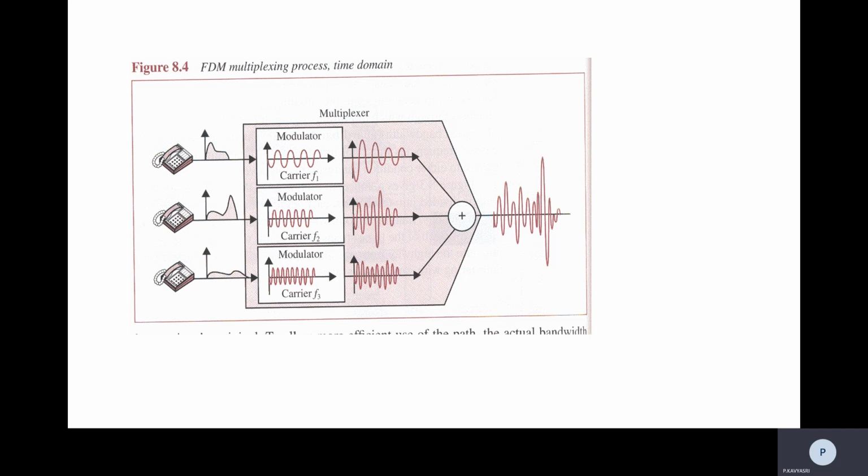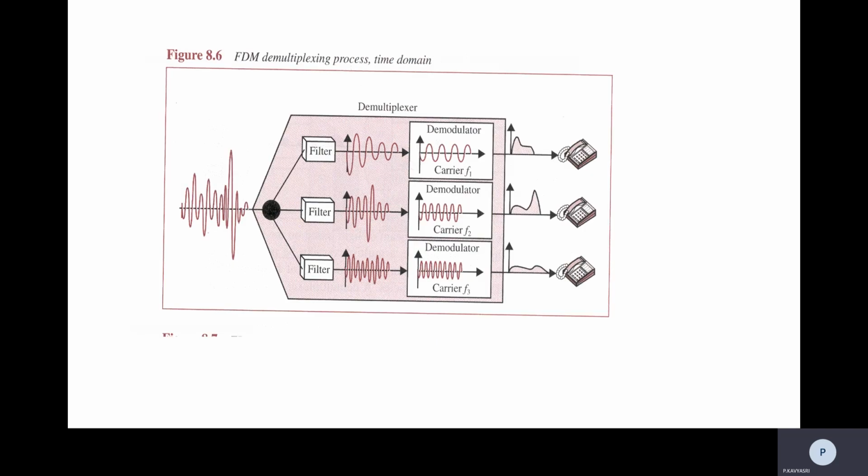Now we will see the receiver, or demultiplexing. This one is FDM multiplexing and this one is FDM demultiplexing. Now we will see what happens in the demultiplexer. On the demultiplexer side, the FDM multiplexing output is given to the demultiplexer. First we have a filter which passes the required frequencies only and suppresses or rejects the remaining frequencies, and we get some waveforms, which are given to the demodulation. We know that demodulation means getting back the original signal. It is the reverse operation of modulation.